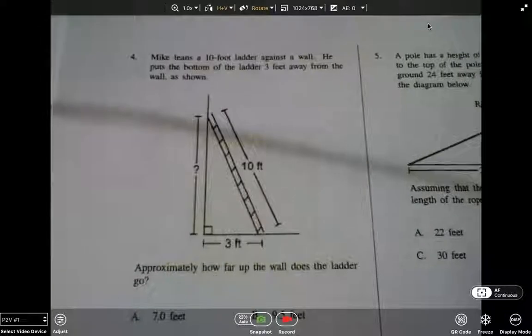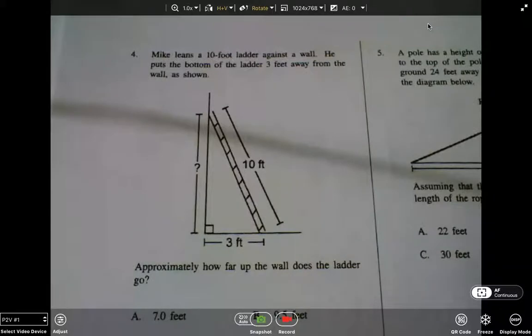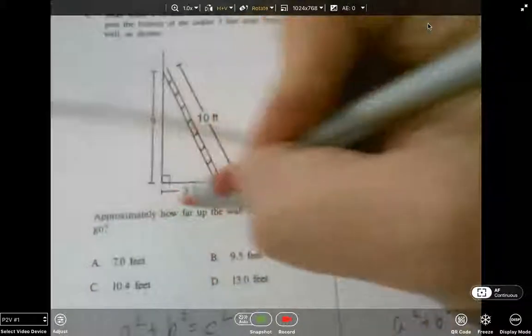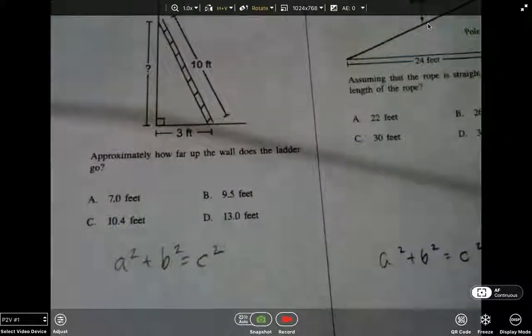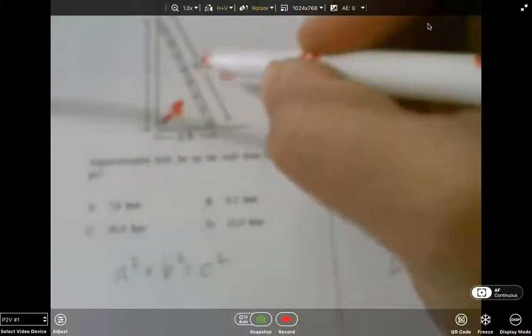Turning the page to number 4. It says Mike leans a 10-foot ladder against a wall. He puts the bottom of the ladder 3 feet away from the wall as shown. We want to find approximately how far up the wall the ladder goes. This would be a job for the Pythagorean Theorem. So you have to label your sides. A squared plus b squared equals c squared. C is always the longest side, your hypotenuse. I'll just call this A and this one B.